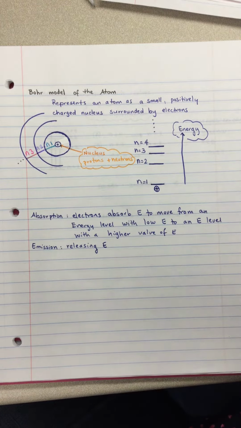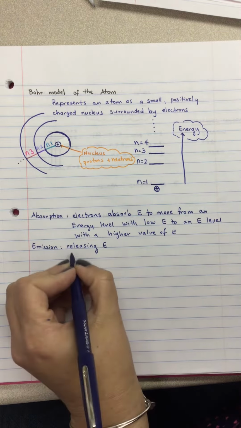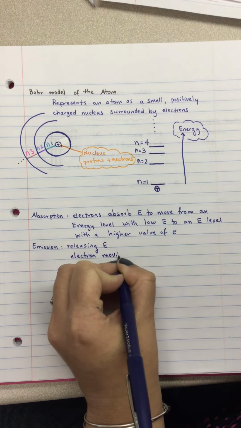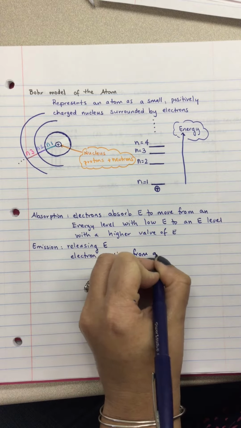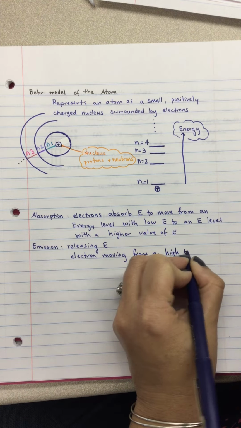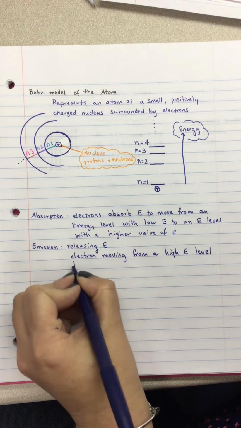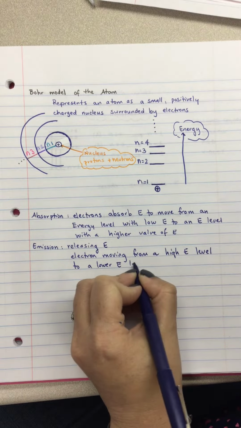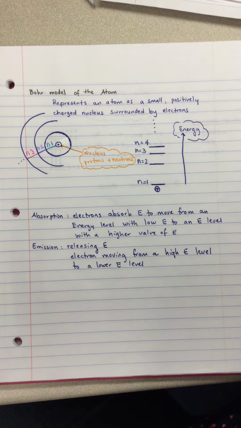So emission means releasing, and an electron will release energy when it's moving from a high energy level to a lower energy level. So going down, the electron will release energy.